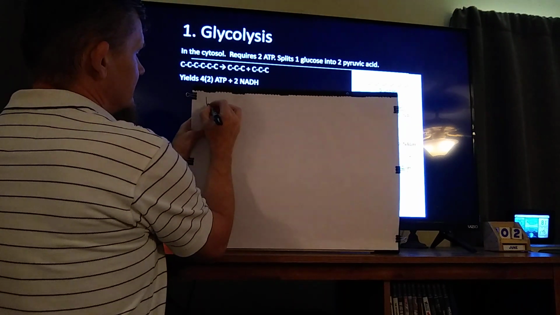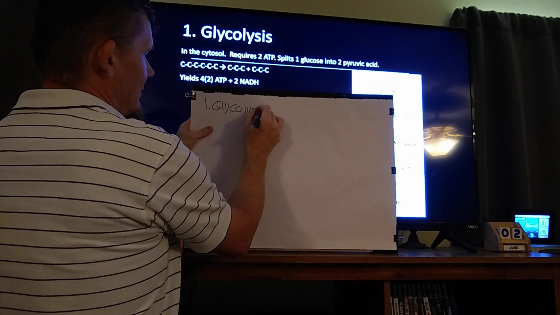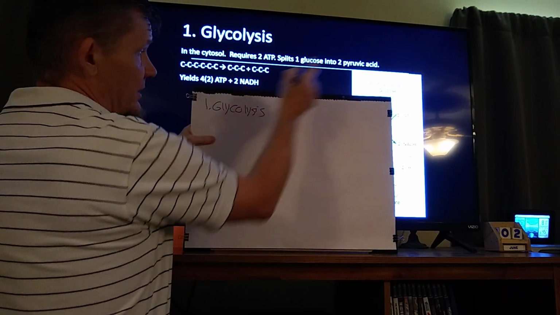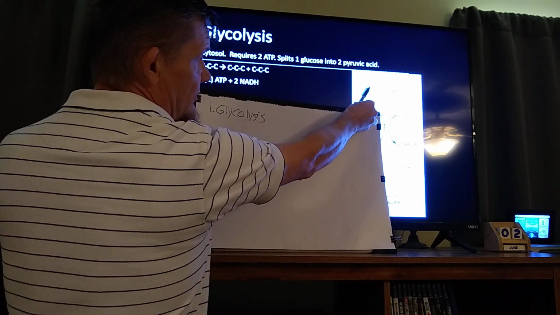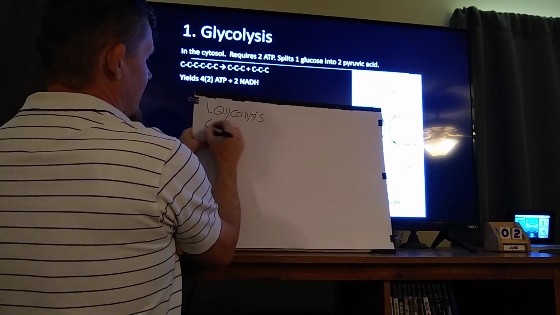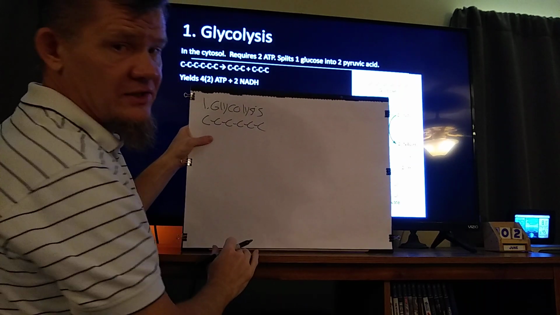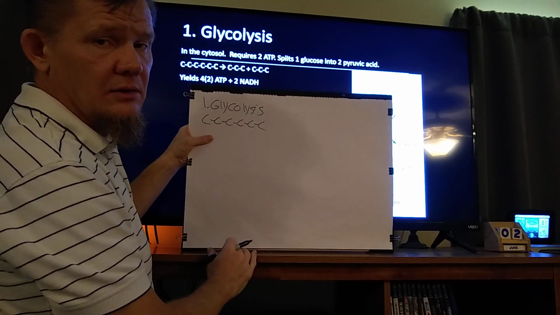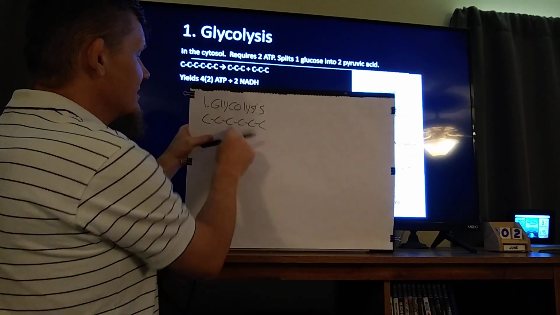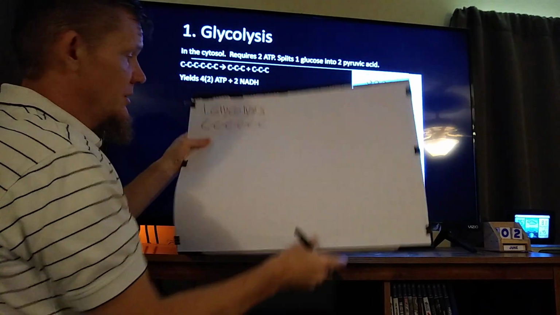All right, so glycolysis, step 1. I start off with how many carbons in glucose? 1, 2, 3, 4, 5, 6. 6 carbons. I'm going to break my 6 carbon molecule into 2 3 carbon molecules.